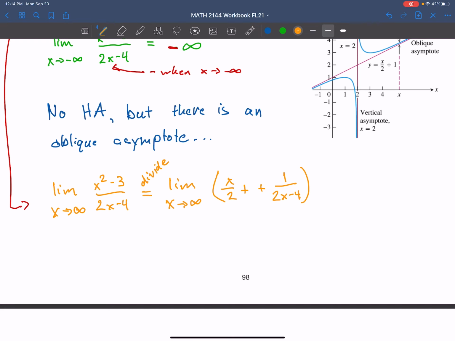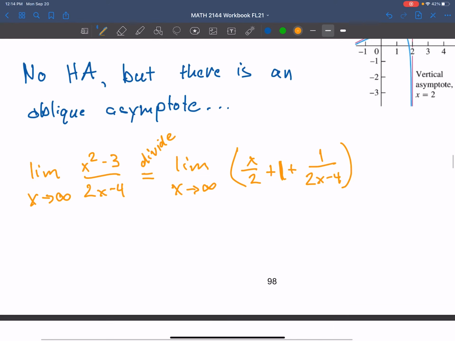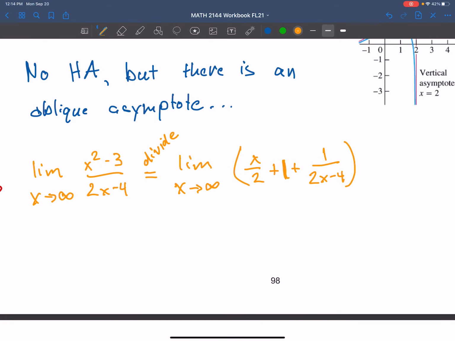So I didn't finish writing this. This should have been a 1 right here. So a little correction. Notice that when you take the limit here, this is 0. This part right here goes to 0 when you take the limit. This part right here that I have underlined, let me go ahead and bold it or highlight it.